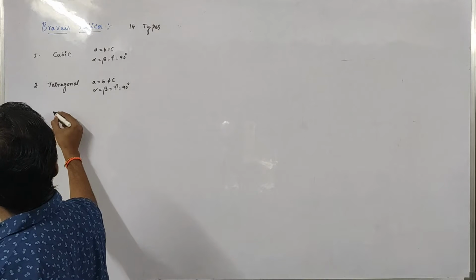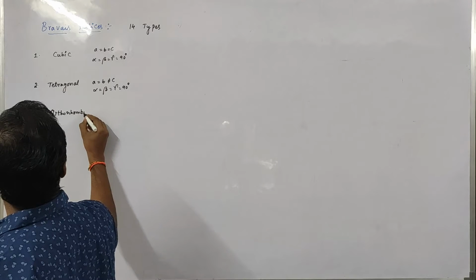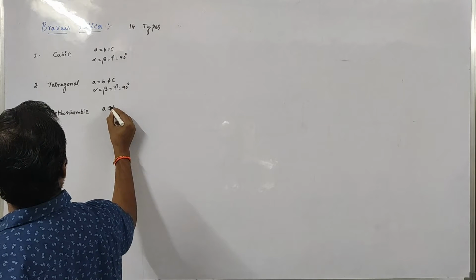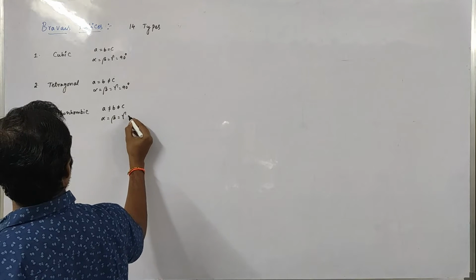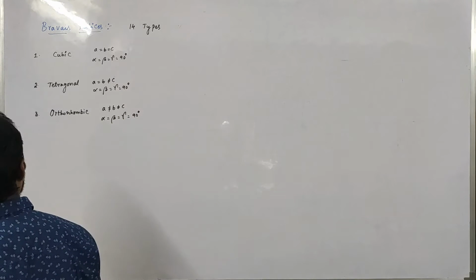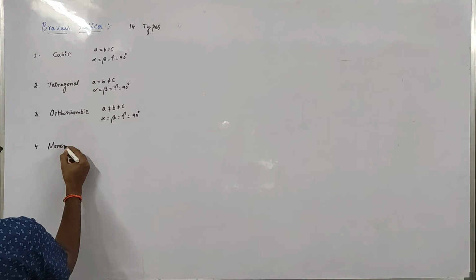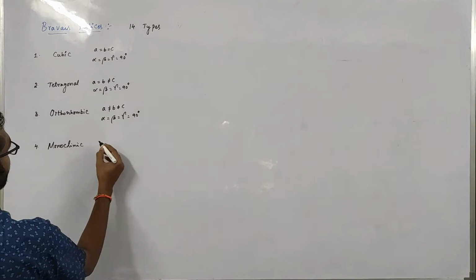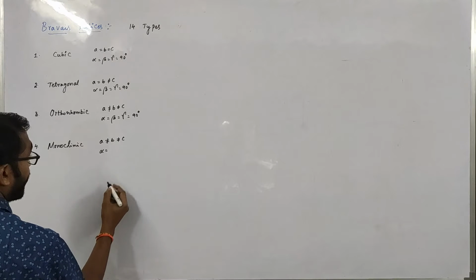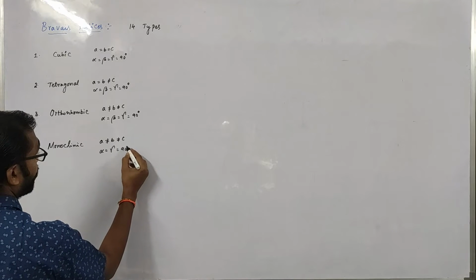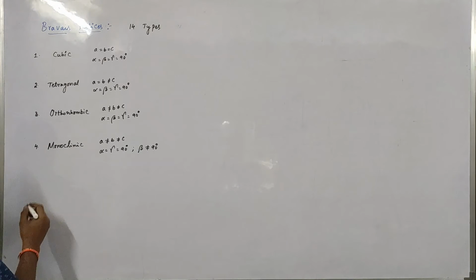Third, orthorhombic: A not equal to B not equal to C, alpha equal to beta equal to gamma equal to 90 degrees. Next, the fourth type of lattice, monoclinic: A not equal to B not equal to C, alpha equal to gamma equal to 90 degrees, beta not equal to 90 degrees.